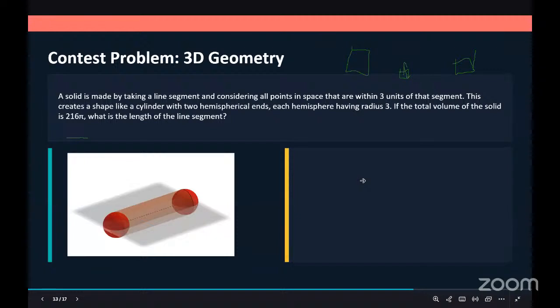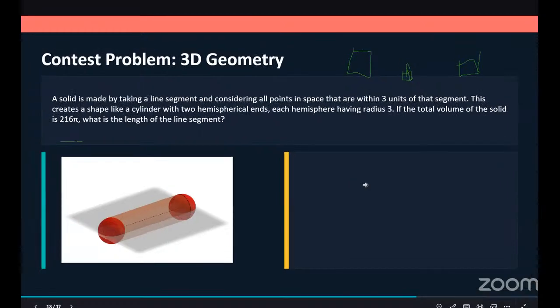So now I'll be going over a contest geometry question. A solid is taking a line segment and considering all the points in space that are within 3 units of that segment. This creates a shape like a cylinder with two hemispherical ends. A hemisphere is half of a sphere, and each hemisphere has a radius of 3. If the total volume of the solid is 216 pi, what is the length of the line segment?